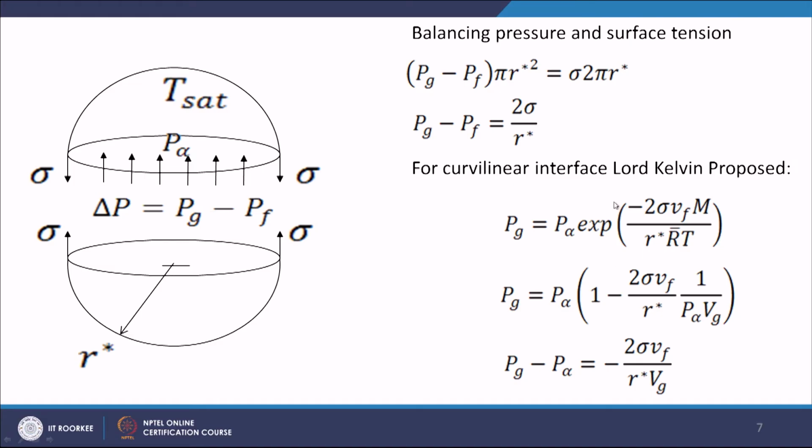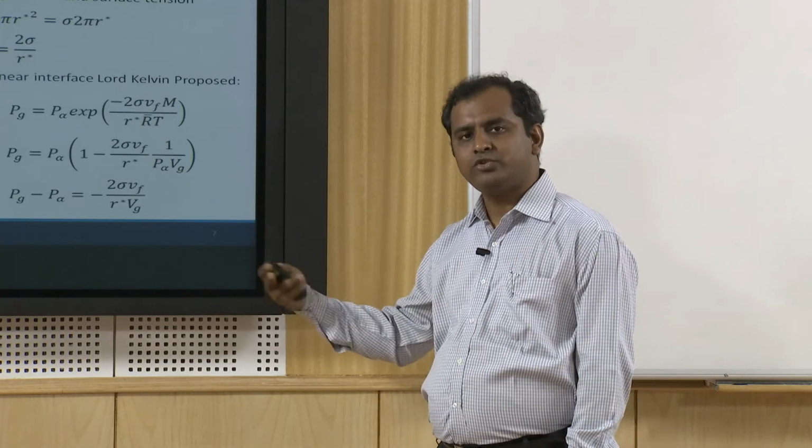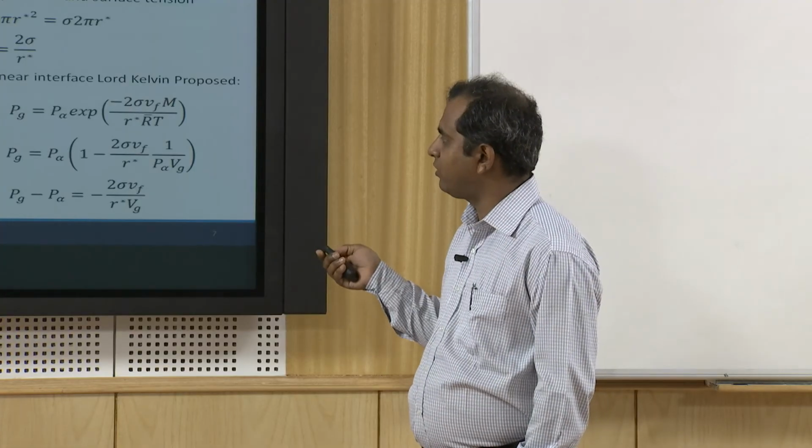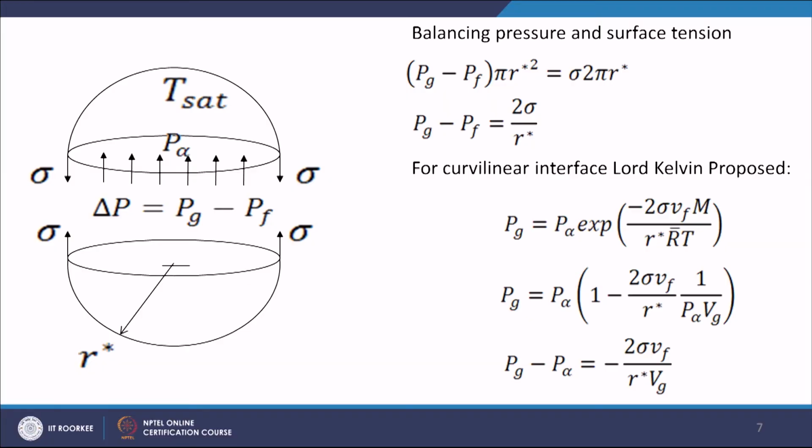From here, if we replace this m by RT with pressure and volume using PV equals MRT for the gaseous phase, I can write Pg equals P infinity into 1 minus 2 sigma Vf by r star into 1 by P infinity into Vg. By the way, here we have already taken the assumption that e to the power x is equal to 1 plus x plus some higher terms which we can neglect. So we have neglected the higher order terms here. Since we have e to the power minus x, this 1 minus x comes into the picture.